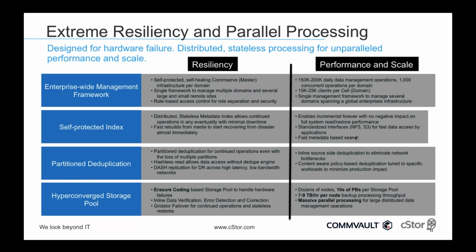This gives us the flexibility to be able to lose one or two nodes because of the erasure coding. With that, we don't sacrifice the performance. We have the capability to move up to about 9 terabytes a node per hour. That's a massive amount of data. Deduplication minimizes the amount of data that's actually written to disk, and that also helps improve the performance when moving data across large networks.